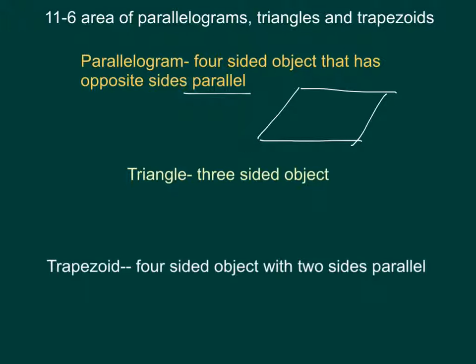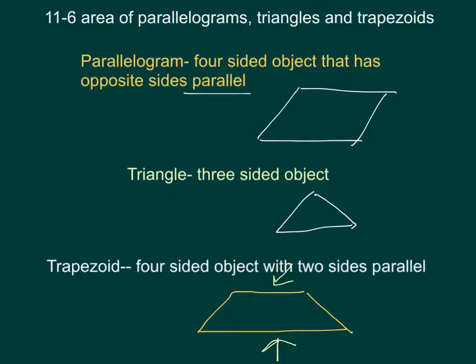A triangle is a three-sided object. So it has three sides. We typically hear of right triangle, obtuse triangle, and an acute triangle. And then you also have a trapezoid, and this is a four-sided object with two sides that are parallel. So you typically will see it something that looks like this, where the two sides here are parallel because they will never touch, but the two sides on the side will eventually touch as they get closer together at the top. So those sides would not be considered parallel.